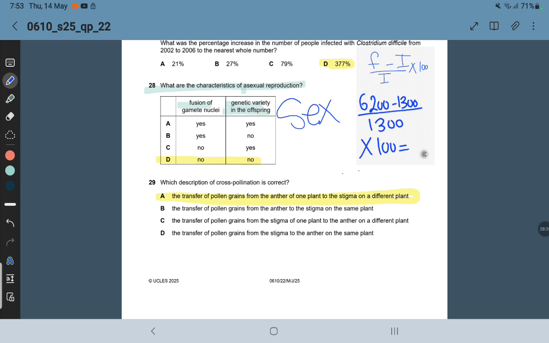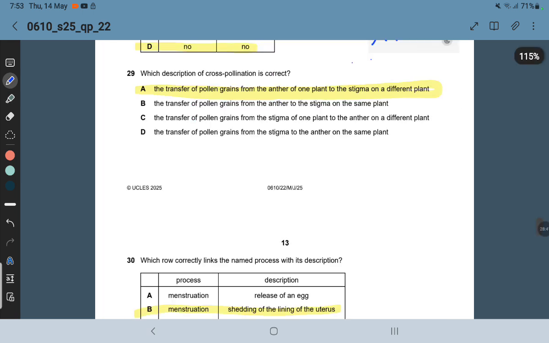So asexual reproduction does not qualify with genetic variety, because genetic variety only occurs in sexual reproduction. Cross-pollination is just a definition you need to memorize: transfer of pollen grains from the anther of one plant to the stigma on a different plant. Here the main idea is a different plant.